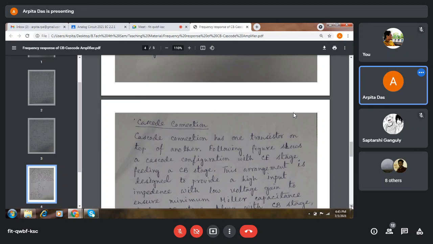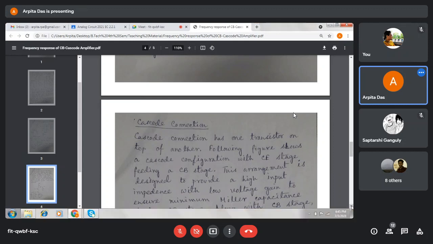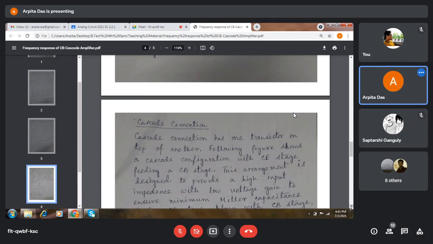Generally, cascading is done using the CE amplifier, because the CE amplifier provides high gain, also moderate input impedance, moderate output impedance, and also high current gain. So it is ideal for a voltage amplifier. And in most composite structures of amplifiers, cascading is used very commonly, and sometimes cascade connection is also very useful where the frequency response is important.